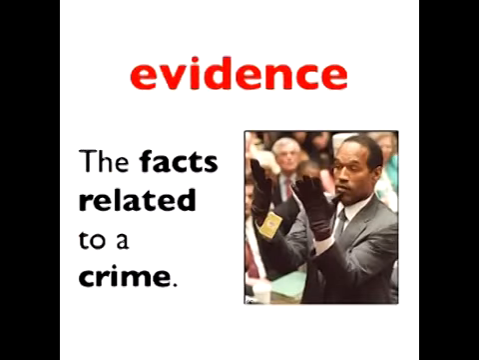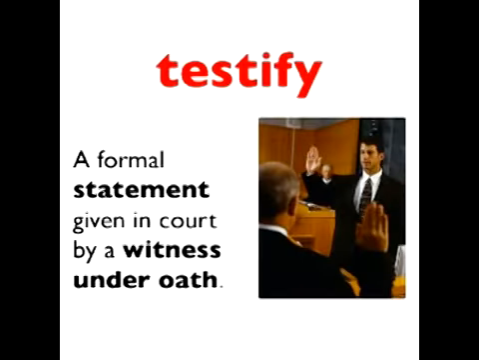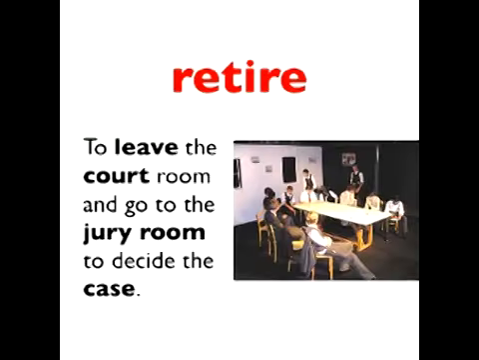Once the case begins, both the defense and prosecution will present evidence and ask witnesses to answer questions related to the crime. Evidence is a set of facts that relate to a crime, and witnesses are people who might have seen the crime take place or have some other knowledge of it. A witness will testify to what they know about the case. This is a formal statement given under oath of what they saw or know about the case, often called their testimony. If testimony is given under oath, it means the witness has officially promised to tell the truth.